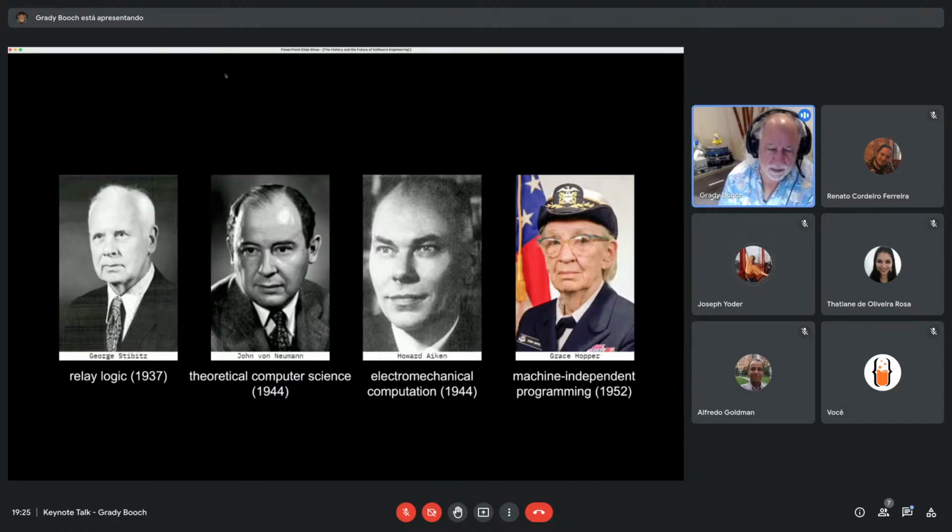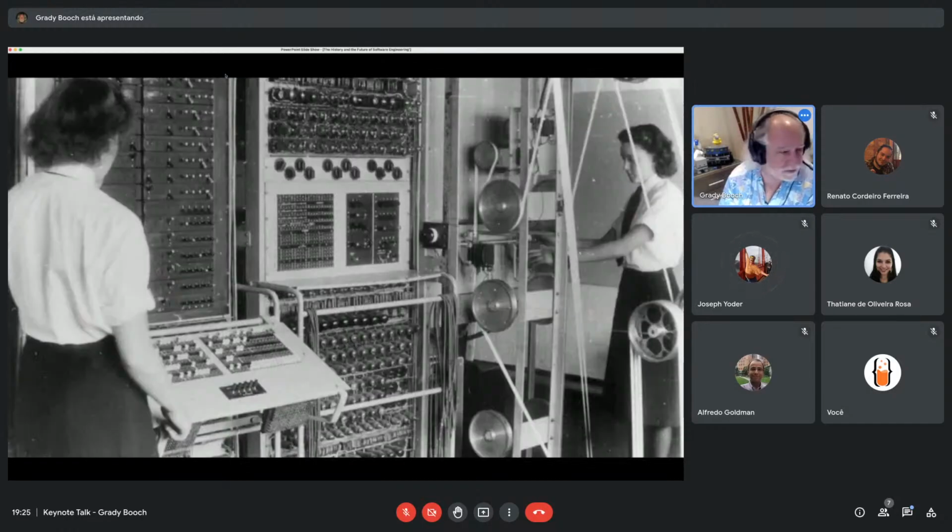So George Stibitz, you may remember him from an earlier discussion, he began to take Boole's idea and realized that we could take that logic and implement it in relays. And thus was born the theoretical underpinnings of the electromechanical computation that came about with Howard Aiken and George Stibitz's work with the Mark II. Grace was on the project looking at it from the software side.